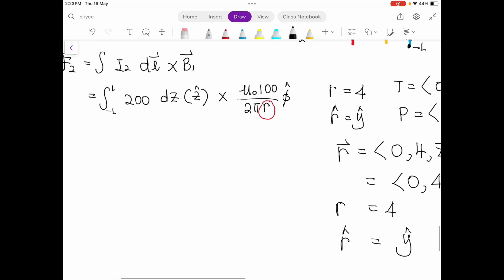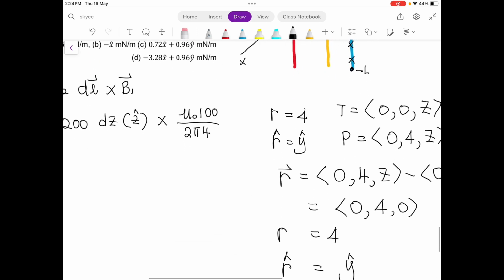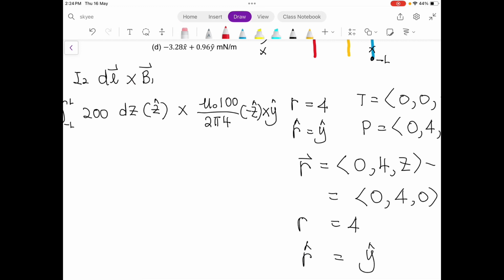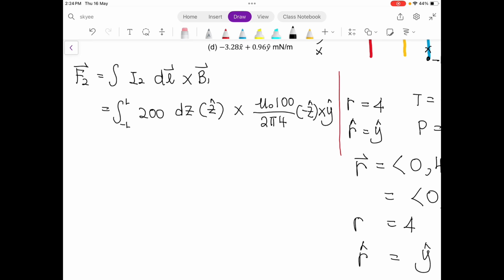So we can now put it here. The R you could replace with 4. And the d phi equals the direction of the I1, which is negative Z, cross product with the unit vector R, which is Y. Take note of this. Now, let's do it. Try to calculate.